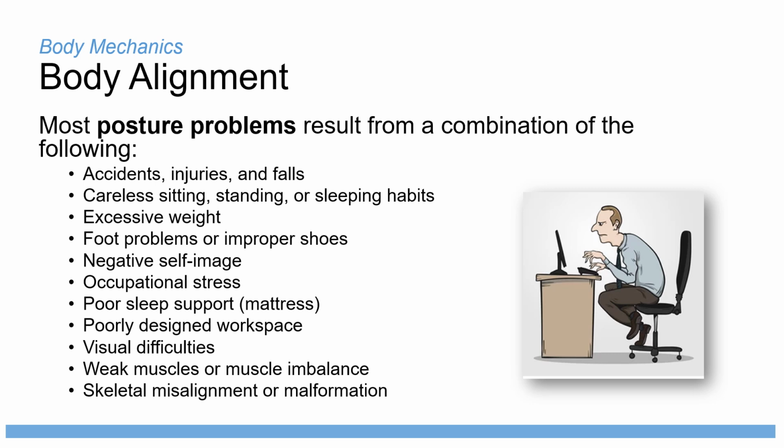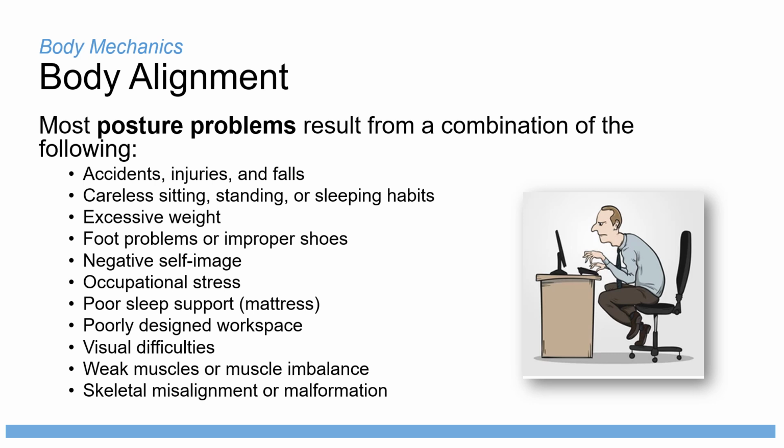There are many things that can contribute to posture problems, and it can be one thing, it can be a combination of things. This is a list of some of those things. Accidents, injuries, and falls can cause your body alignment to be off whack. Careless sitting, standing, sleeping habits, foot problems or improper shoes will force you to walk kind of funny, so that can affect your posture. Negative self-image, maybe you're not very secure, you're not very confident when you walk, so that can cause issues with your posture.